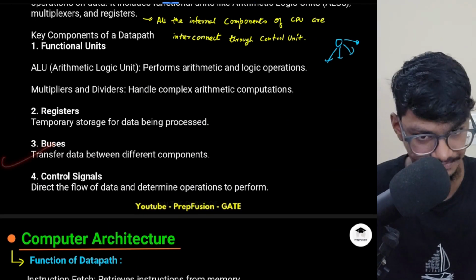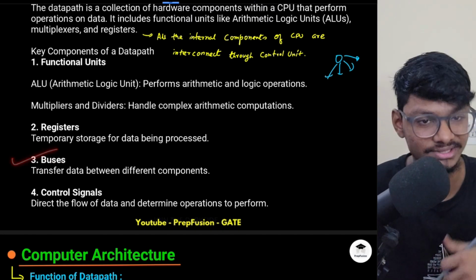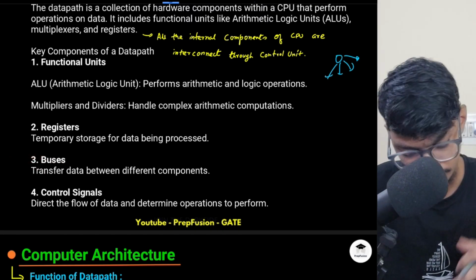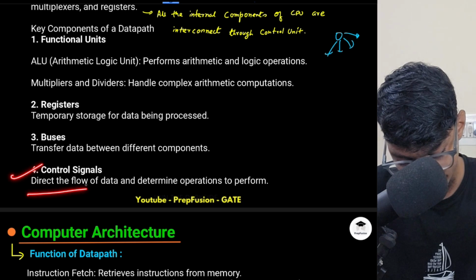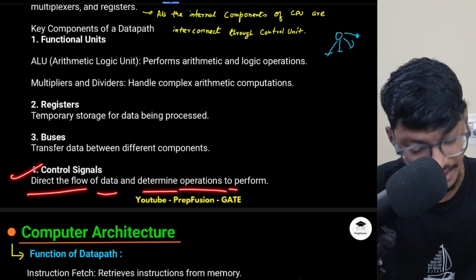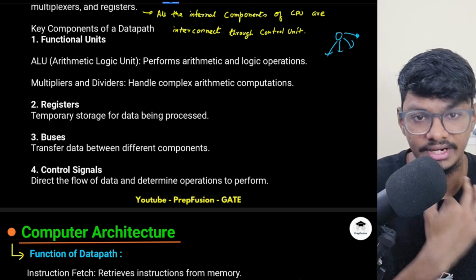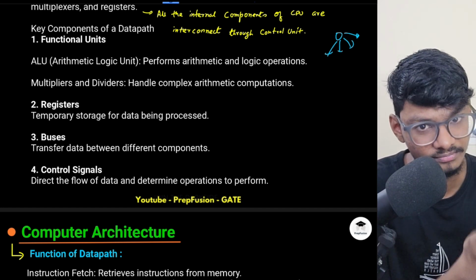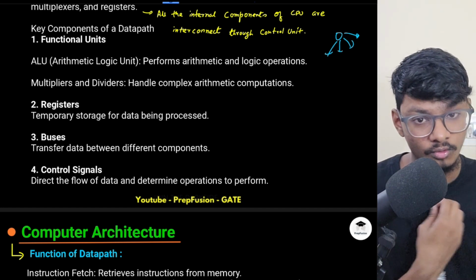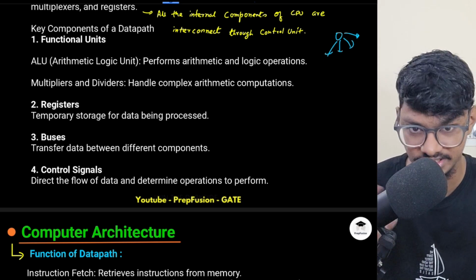What components are present in the data path? Obviously buses will be there to transfer the data. And control signals direct the flow of the data and determine the operation to perform. So what type of operation do I need to perform? Do I need to perform a read operation, a write operation? Your manager tells you, right, what you need to do. Exactly what task you need to accomplish, that your manager tells you.